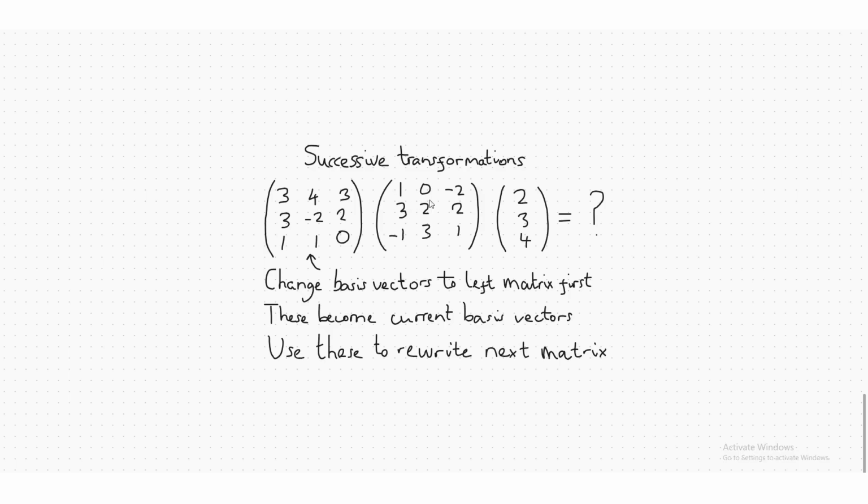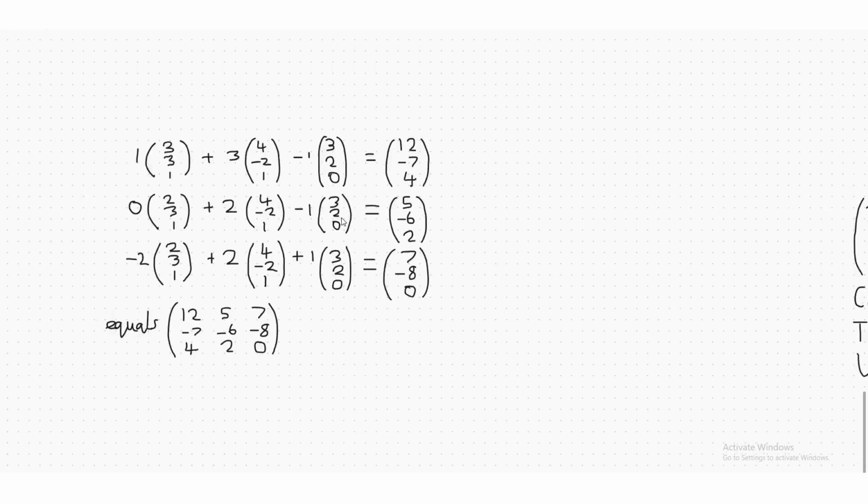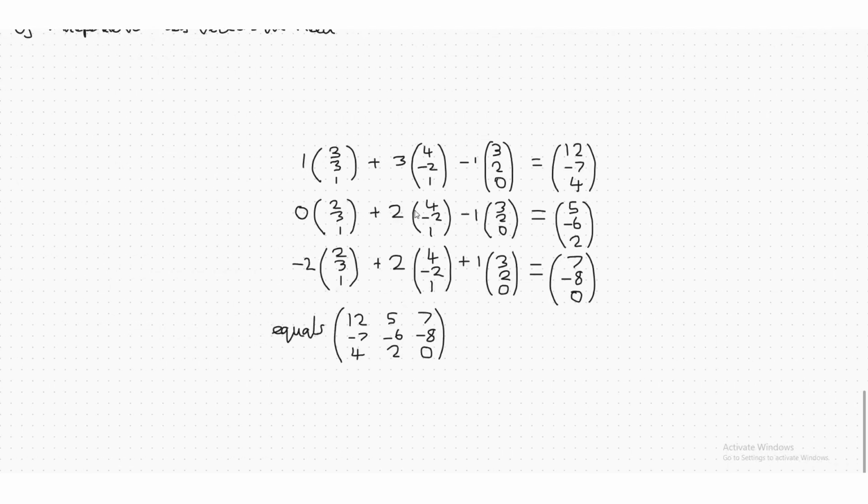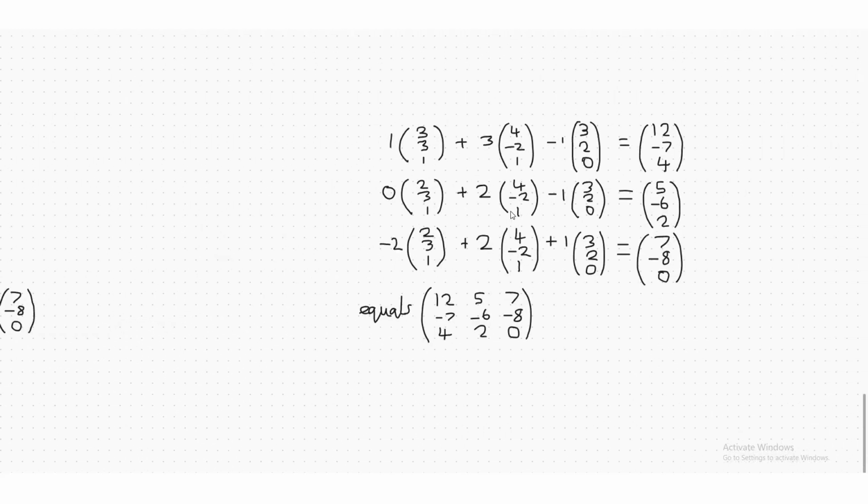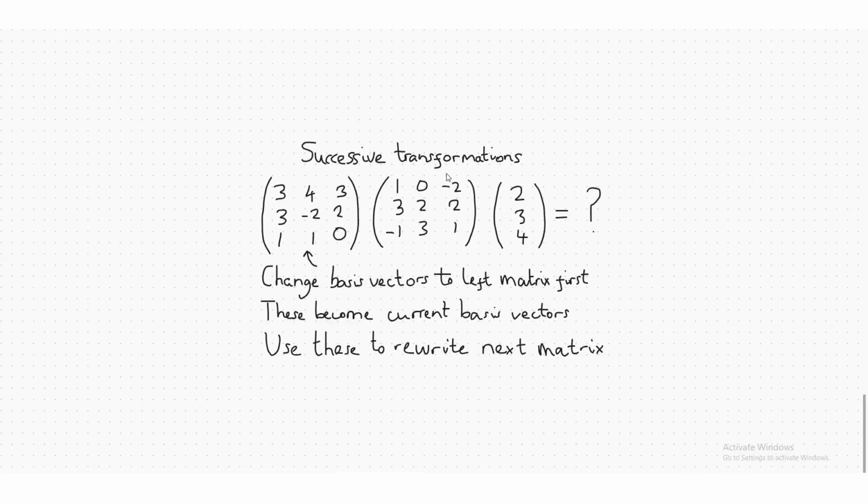And then likewise, let's do it one more time. 0, 2, 3. So 0 amounts of this, 2 amounts of this, 3 amounts of this. And you can see 0 amounts of it, 2 amounts, minus 1. So then using this, you can rewrite or basically transform each column of the right matrix, right? Using our new current basis vectors.